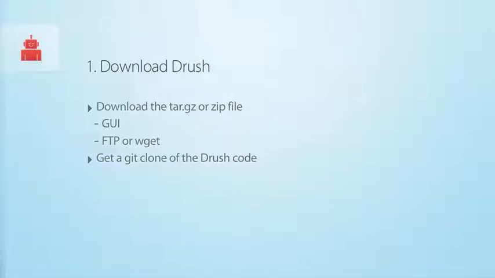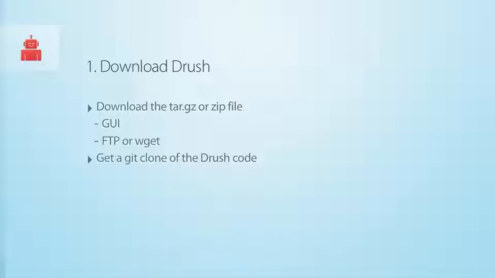Okay, so let's do step 1, download Drush. There are several ways that you can download Drush. It's all going to come from Drupal.org's project page. You can get the actual tarball or zip file from the project page, and you can do that either by clicking the download link, or you can use FTP or wget on the command line, so that you don't have to do it through a graphical user interface. Or if you have Git, you can use Git to get a clone of Drush, and then you can easily update by using Git, which is a really handy way to do this.